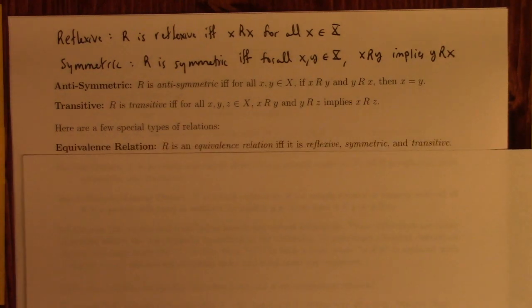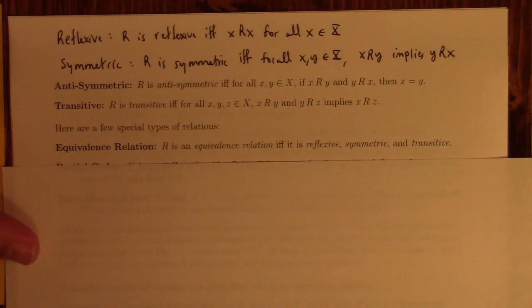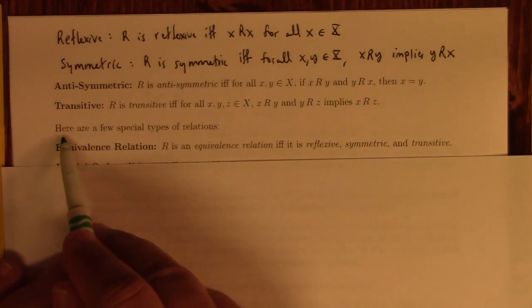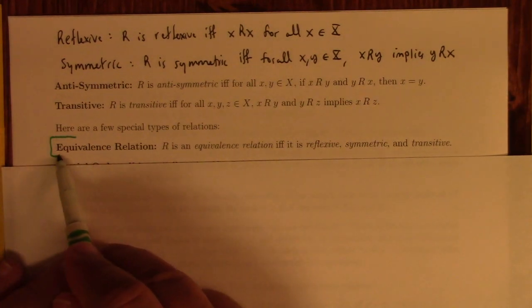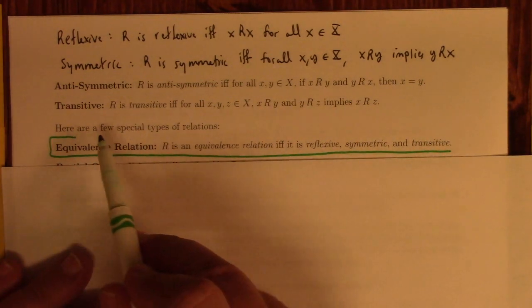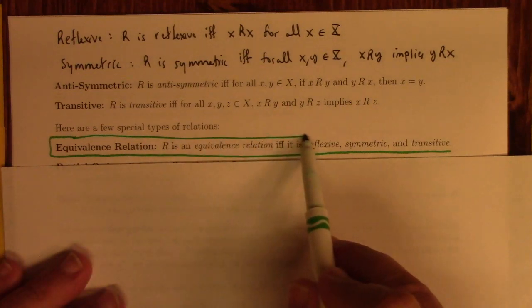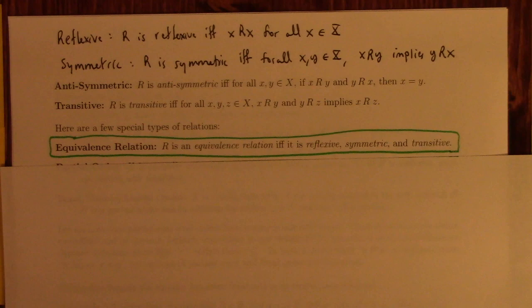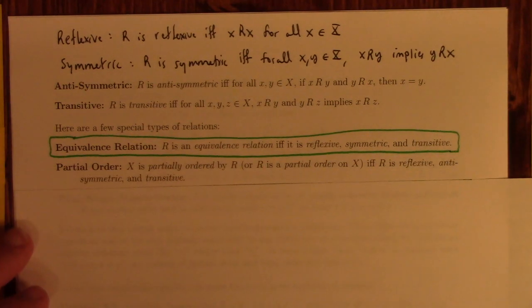And so we use those terms together to define an equivalence relation. R is an equivalence relation if it's reflexive, symmetric, and transitive. All right, that's definitely something I'd like you to memorize. And you should also understand carefully the meaning of those terms, reflexive, symmetric, and transitive. Okay? Partial order: X is partially ordered by R, or R is a partial order on X, if R is reflexive, antisymmetric, and transitive.